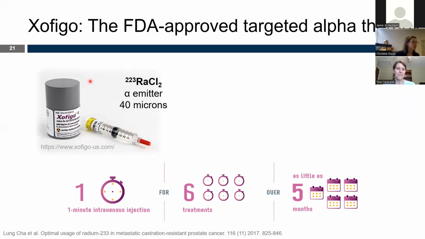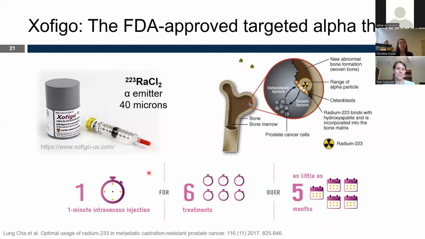So this one's manufactured by Bayer, and it is a radium dichloride. So radium-223 is an alpha emitter. The alpha particles only go about 40 microns in water or tissue. And the way that it is administered is a 1-minute injection. You would come back for multiple treatments, right? And then it would be administered over the course of 5 months. The way that the drug is targeted to the cancerous region is very specific. And so this drug ends up being limited in its use.